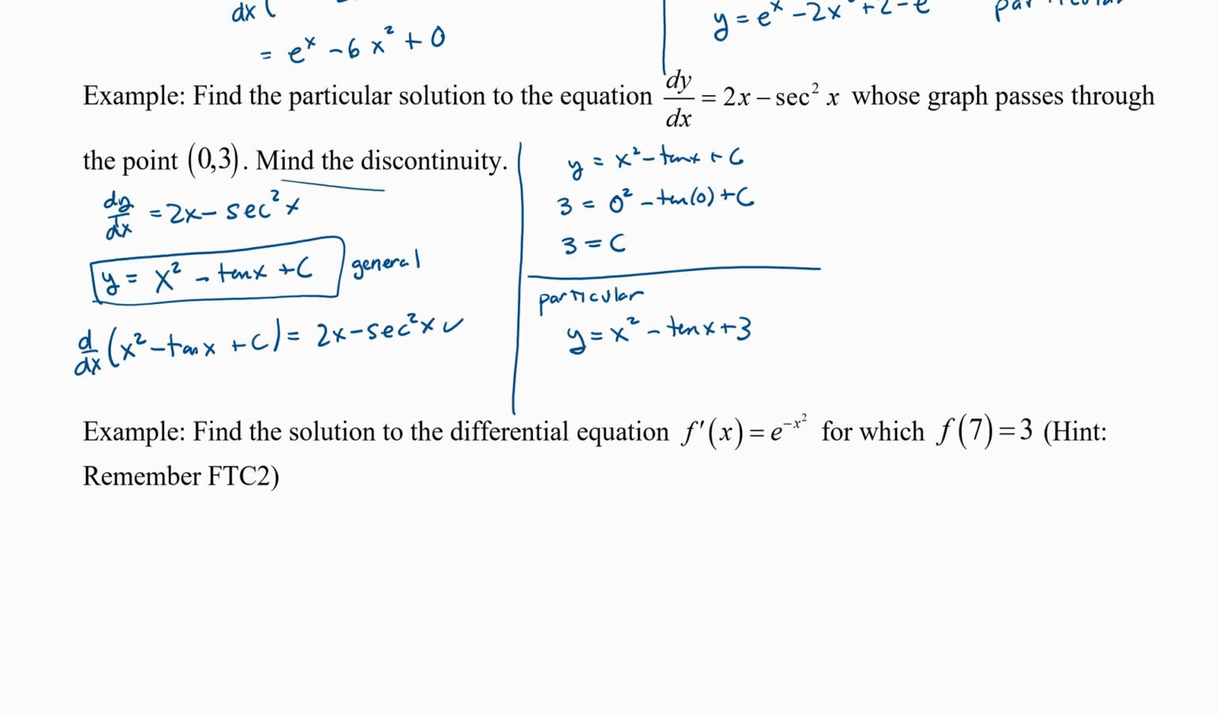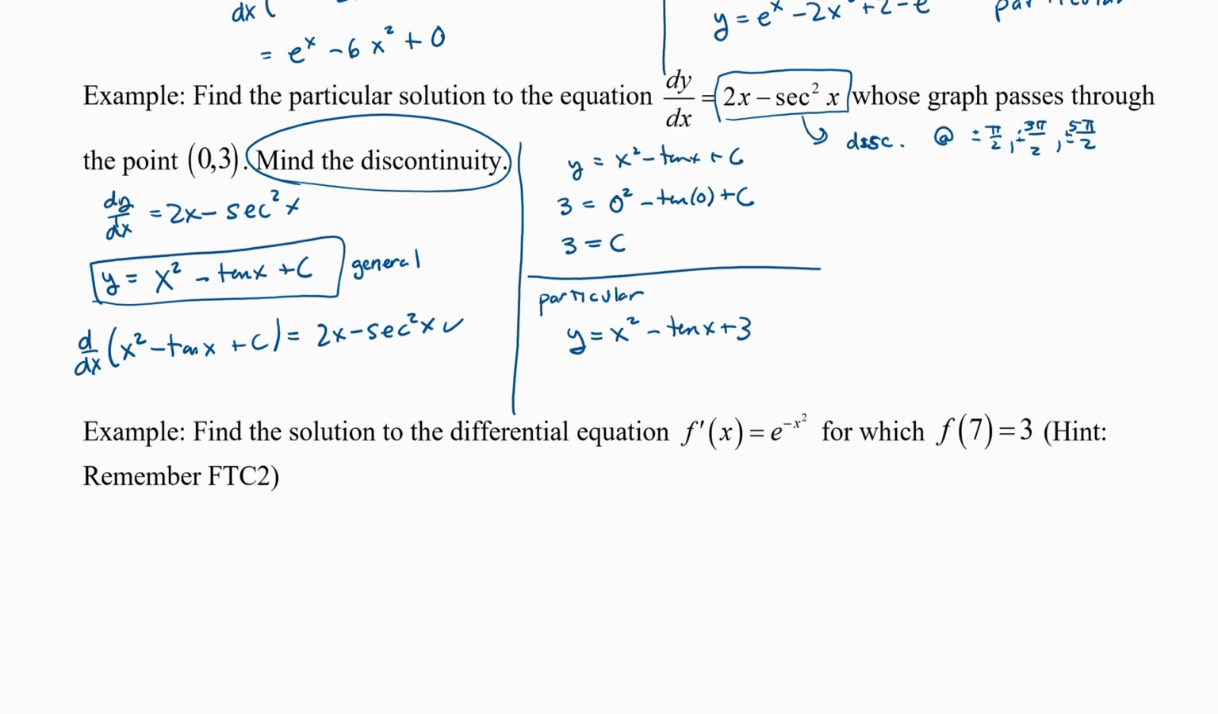Now, it does say here about minding the discontinuity. Well, it just so happens that this solution is not valid everywhere because this differential equation has discontinuities at pi over 2, 3 pi over 2, 5 pi over 2, and all the negative versions of these. So plus or minus.